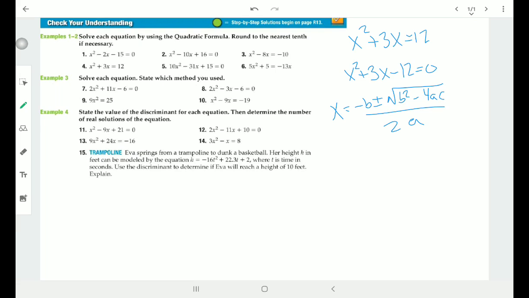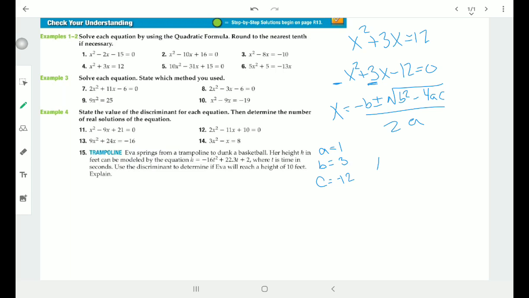So our coefficient for a is 1. That's the coefficient on the x squared. So the a is going to equal 1. B is going to equal 3. That's the coefficient for the x. And c is going to equal negative 12 because that is my constant.